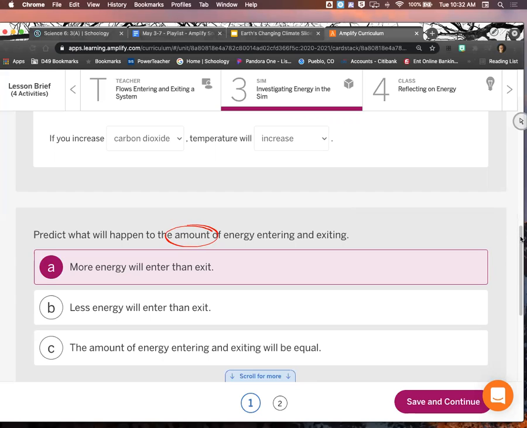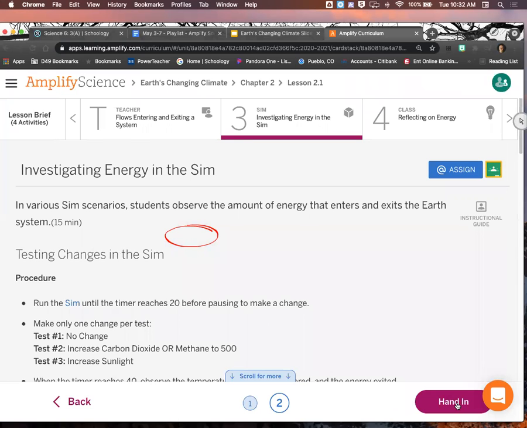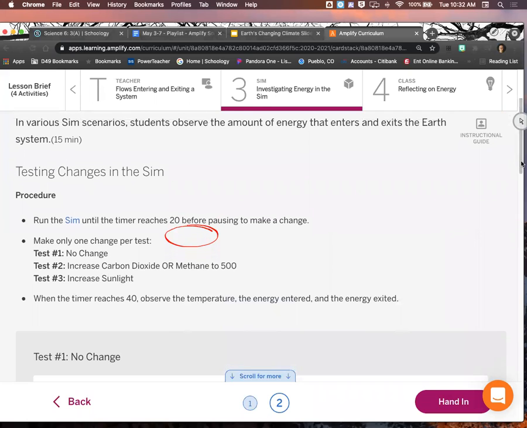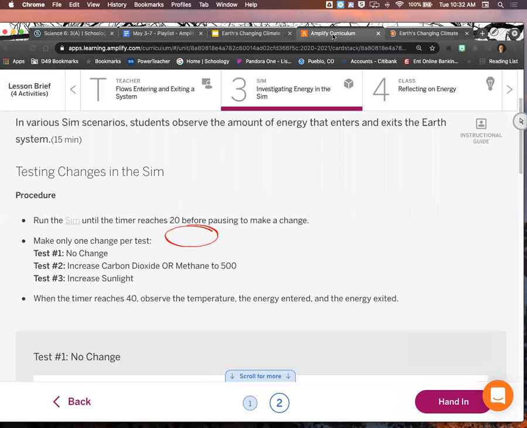We're done with this side. Let's save and continue. And now we have our procedure. So our procedure is having us test these changes. Let's run the sim, but as we return back, let's read our procedure. Make only one change for each test, okay? And you can see that test number 1 says something different. We're not making any change. So when the timer reaches 40, observe the temperature and the energy entered and the energy exited, okay?